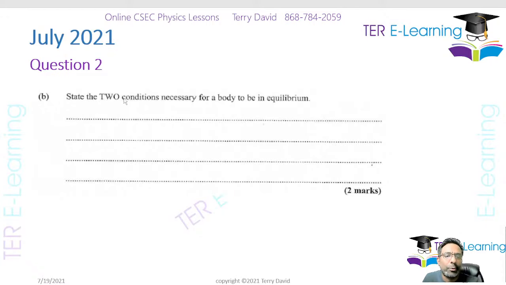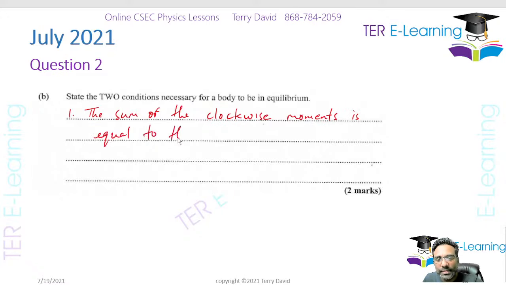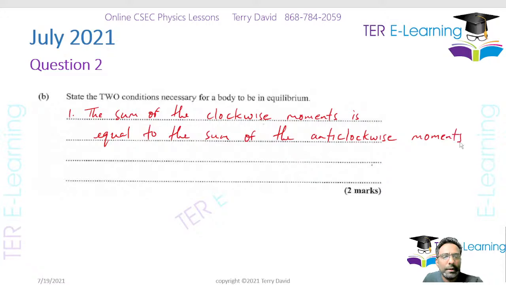State 2 conditions necessary for equilibrium. So when an object is in equilibrium, it means that it's not moving. So there are 2 conditions. One condition has to do with moments. The sum of the clockwise moments is equal to the sum of the anti-clockwise moments. So that's my first condition.